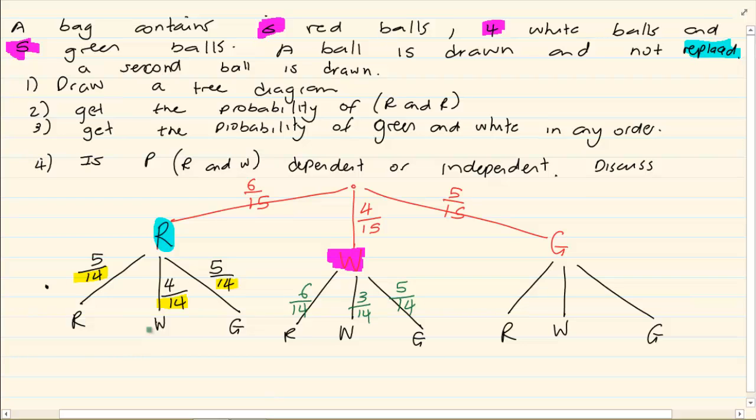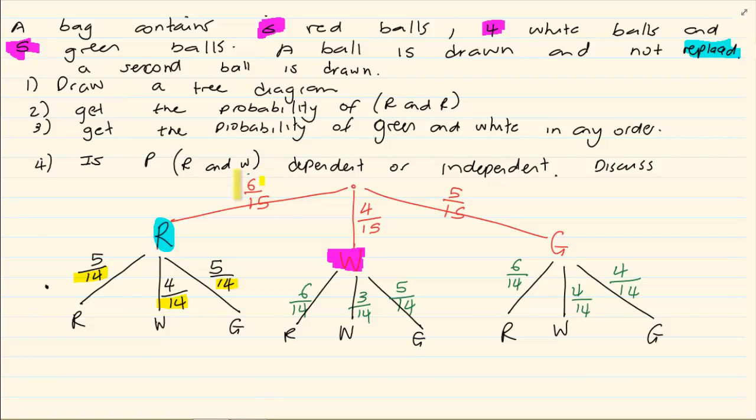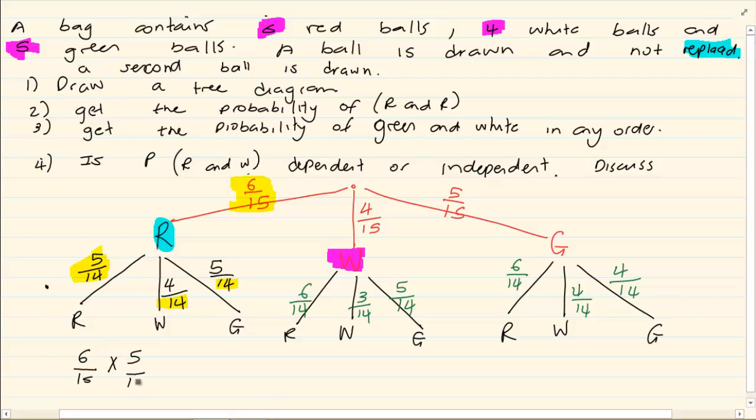Now let's do the same thing with the green. You had 5 green, which means now you only have 4. You had 4 white, so it's still going to be 4, and you had 6 red. Now, once you've got the tree diagram, how do we get the probability? If they say I want the probability of R and R, it means I'm taking the R and I'm taking the R again. So what do I have? I have 6 over 15 times 5 over 14. That will be the probability of R and R.